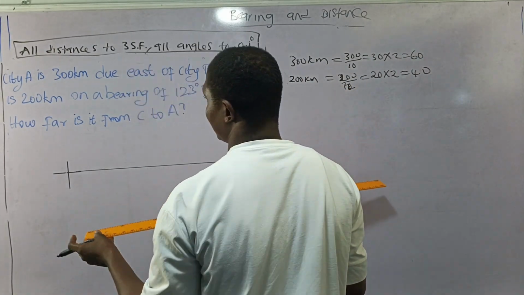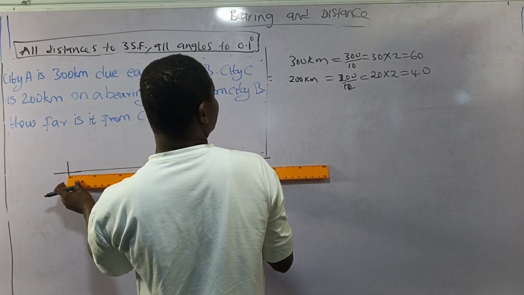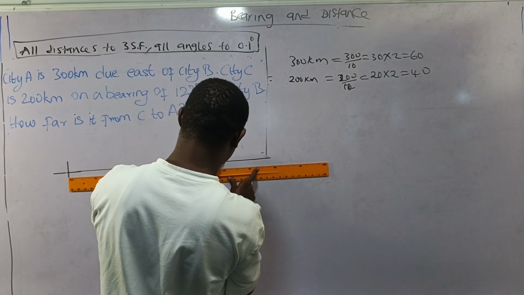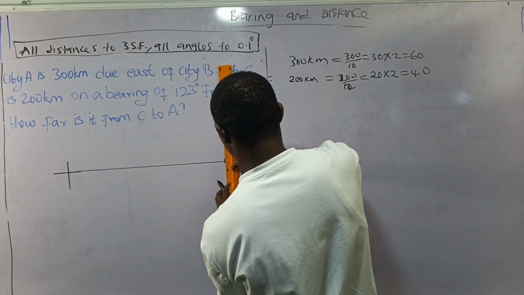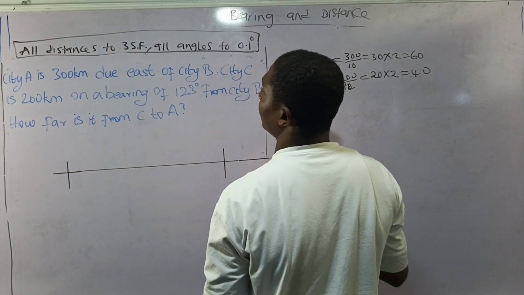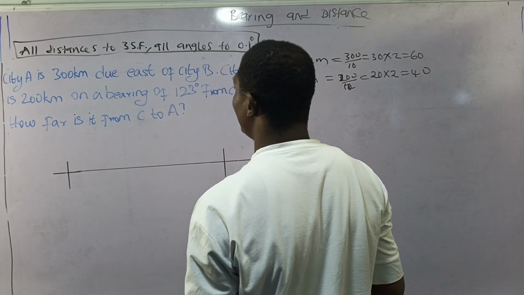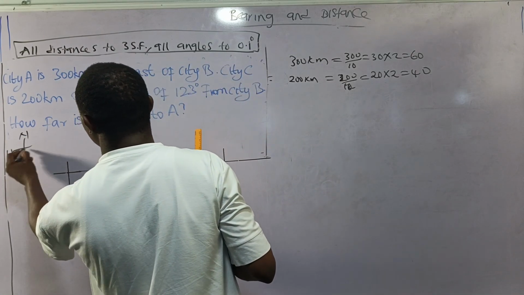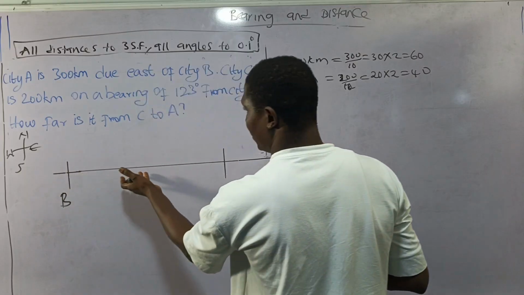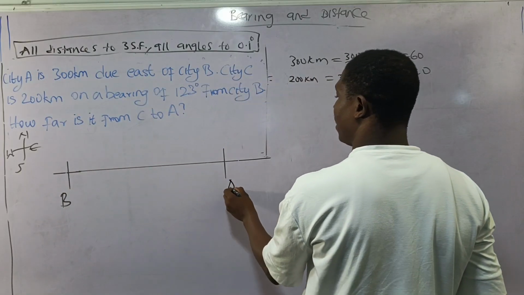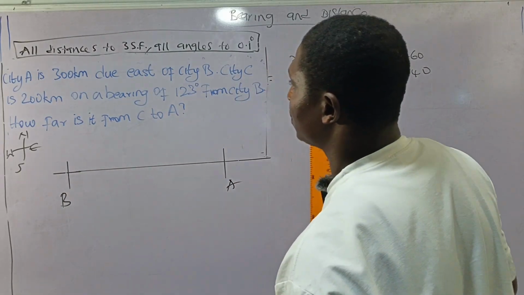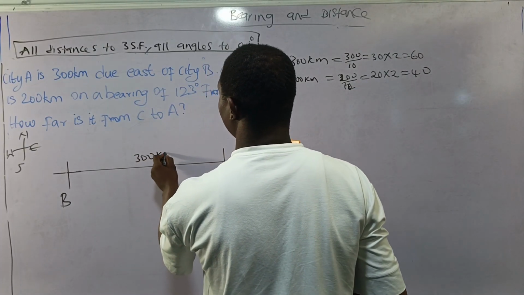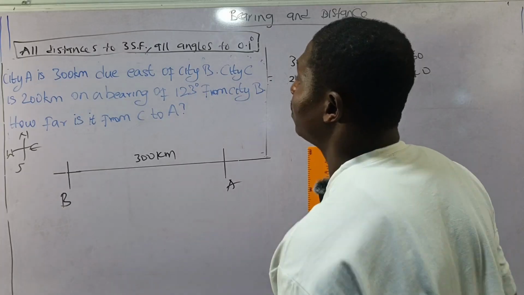Now, their distance apart is 300 kilometers. So let me put my 300 kilometers, which I have to do with 60 there. So this is my 60. It says city A is due east of B. So if this is B, remember north, south, west, east. So due east of B, this becomes my A. So I've done that, and the distance is 300 kilometers.